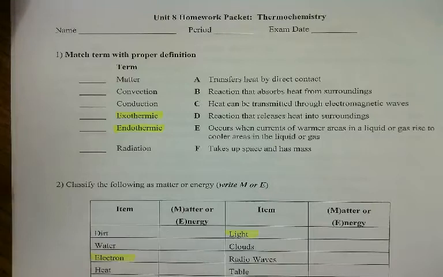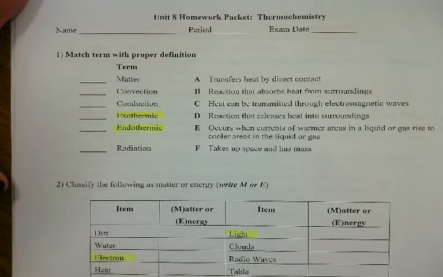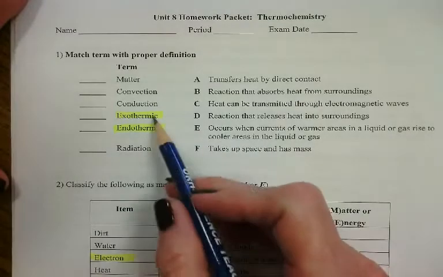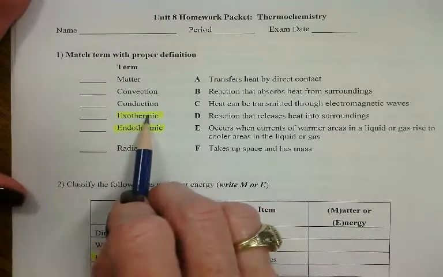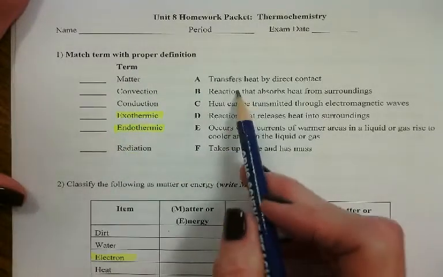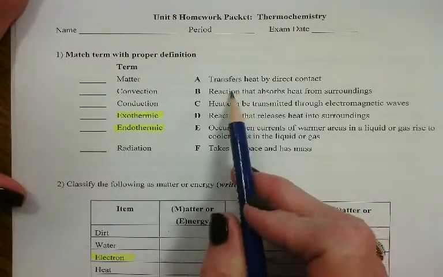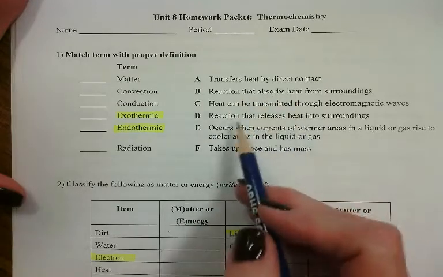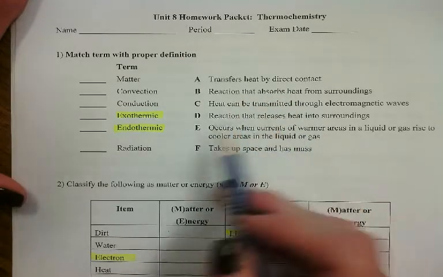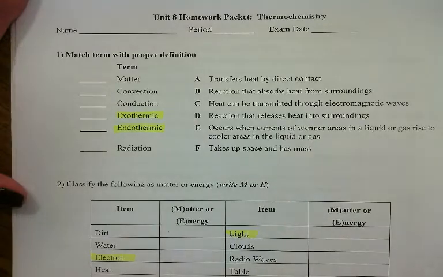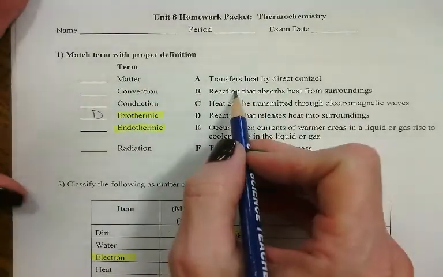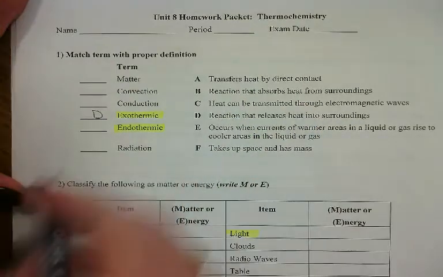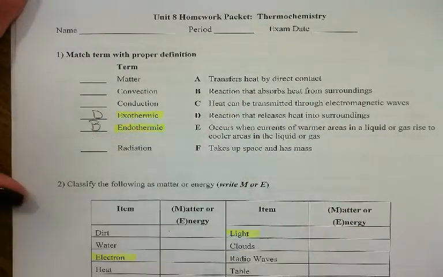This is thermochemistry. I'm going to do some problems on pages 1 and 2 in your homework packet. The first two that I have highlighted are just some definitions. An exothermic reaction is either a reaction that absorbs heat from surroundings or a reaction that releases heat. Well, exo, it's giving off heat. So this one is D. An endothermic reaction is a reaction that absorbs heat from its surroundings and will feel cold to the touch.